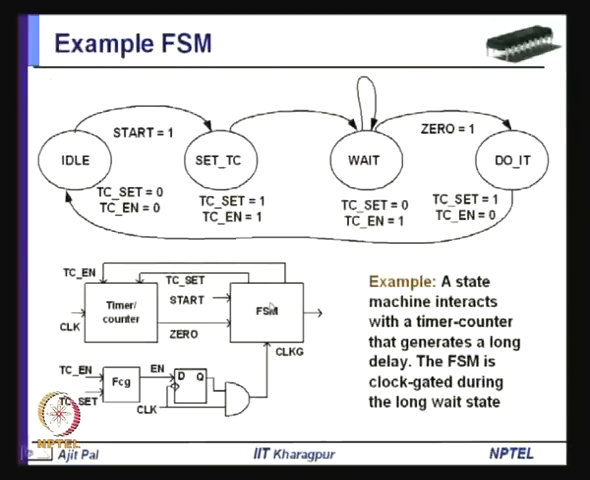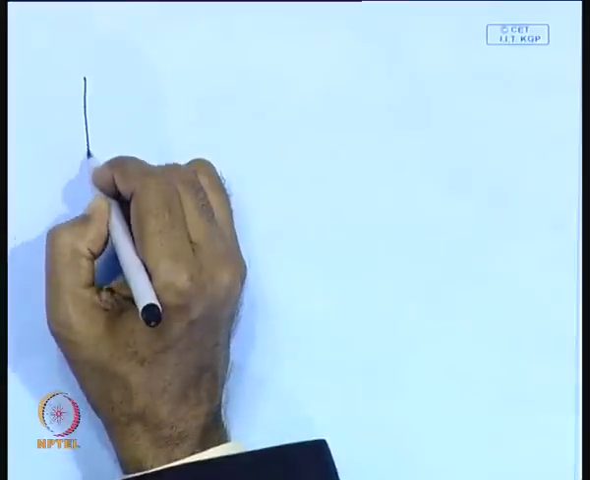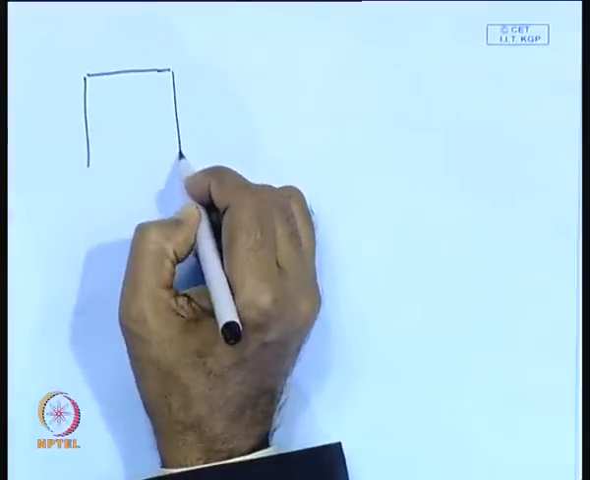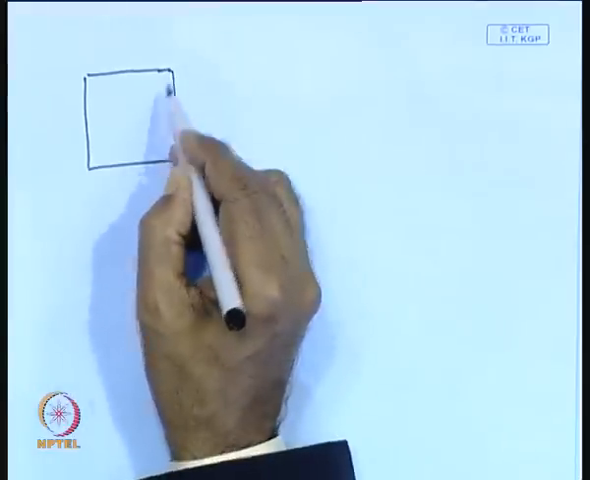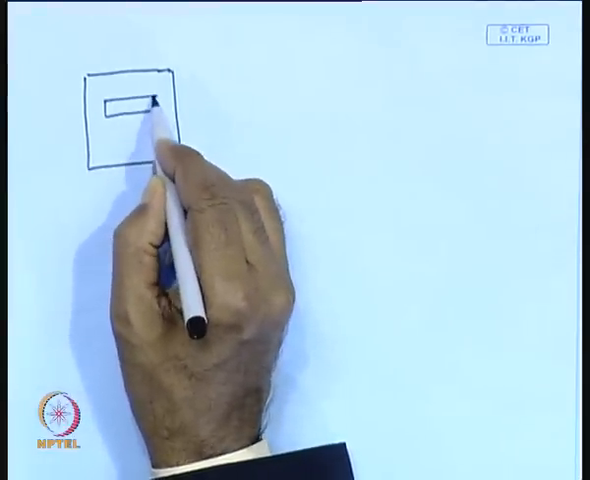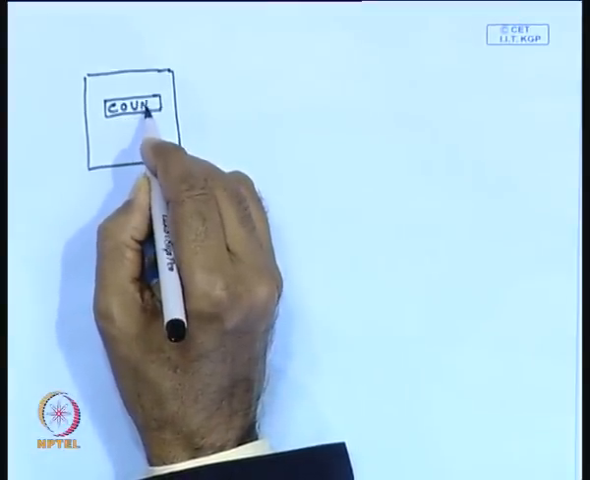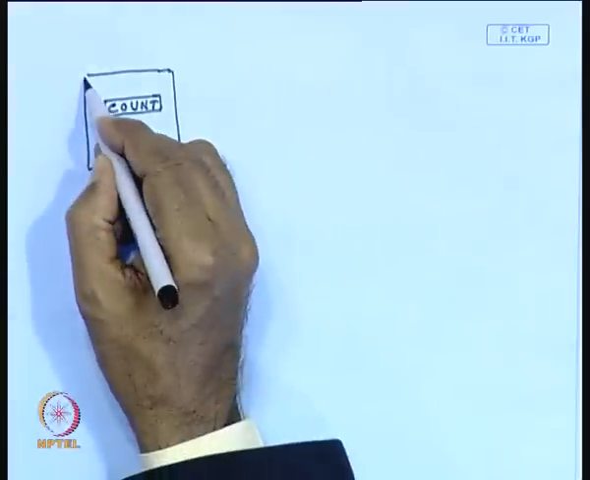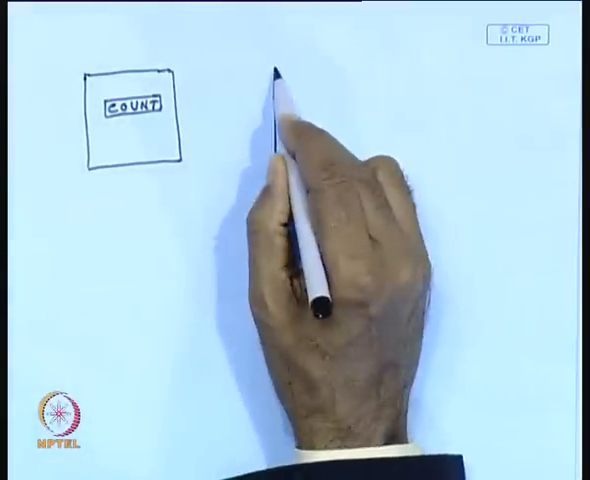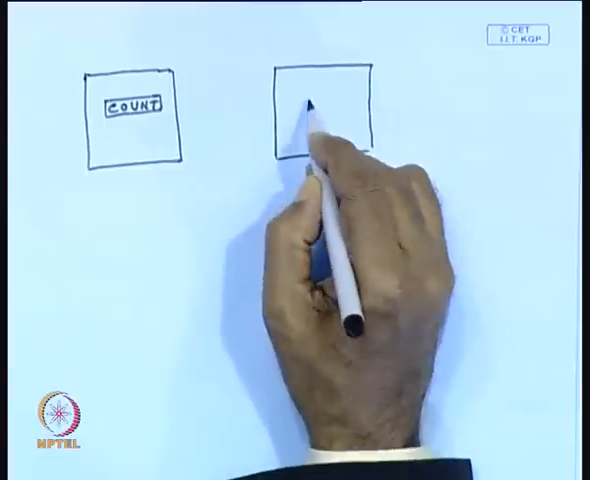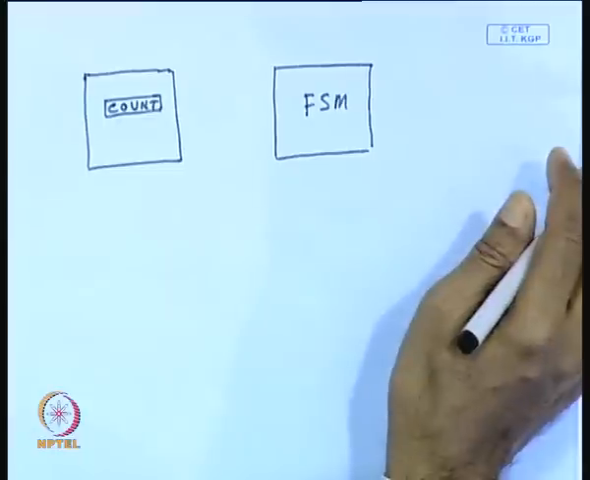Now, let me illustrate this with the help of an example. Here we have taken up an example of a timer counter which is interacting with a finite state machine. So, let us assume this is a timer counter. As you know, a timer counter counts down if some value is loaded in its register. There is an internal register where the count value can be initialized, then it will do the countdown, and this is being interacted with a finite state machine. So, this is the FSM, and it is interacting with this.